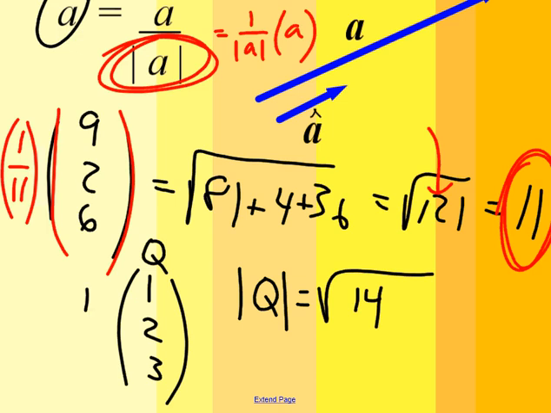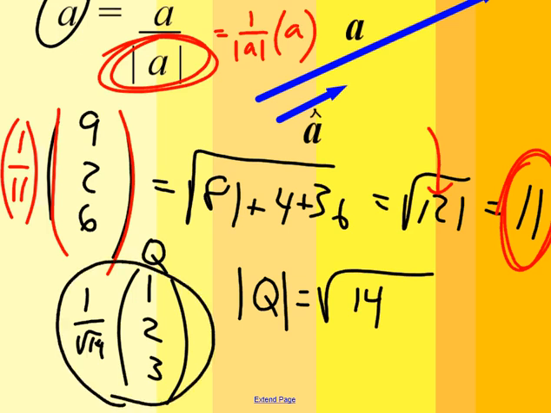Then 1 over the square root of 14 times that. What did it do? It just shrunk it, right? Because I multiplied by 1 over this, a fraction. I shrunk it down, and to what size? How long will it be now? It'll be 1. That's the concept of finding a unit vector. And what does that allow you to do?